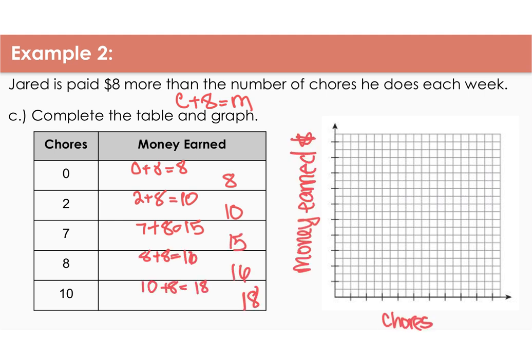Okay, and then we can transfer this to a graph. So if we remember, we're going to have our coordinates. So we start out with 0, 8. It's going to be x, y. Your independent variable is always going to go on the bottom. So 0, 8 is my first coordinate. And then 2, 10.